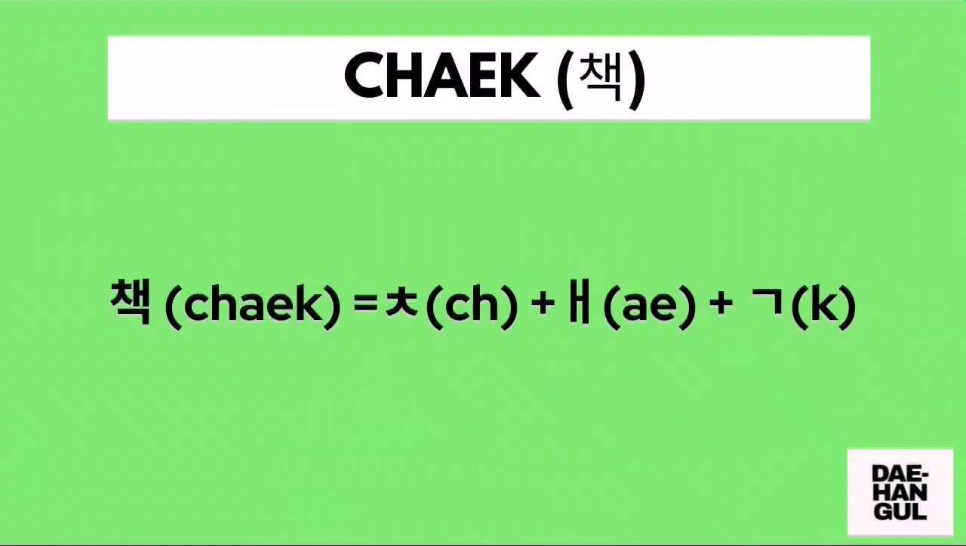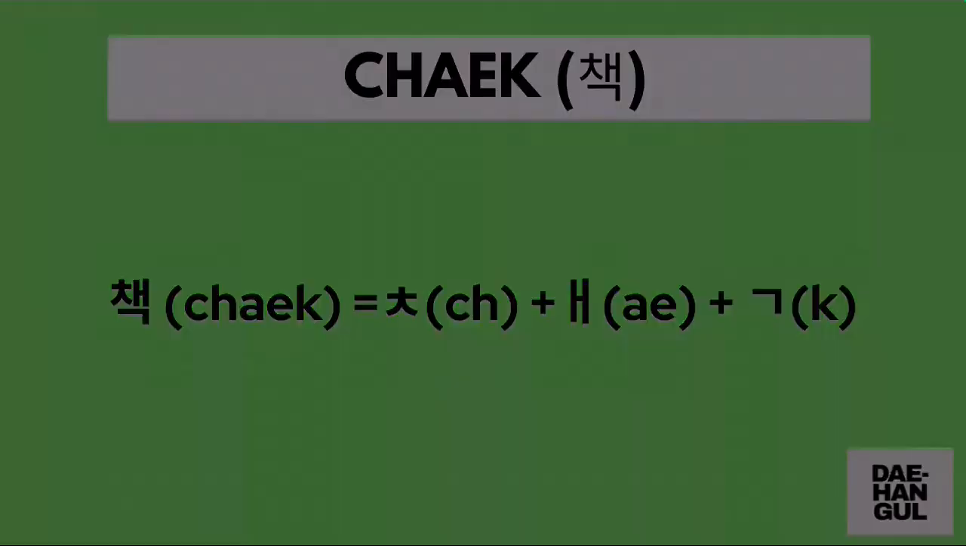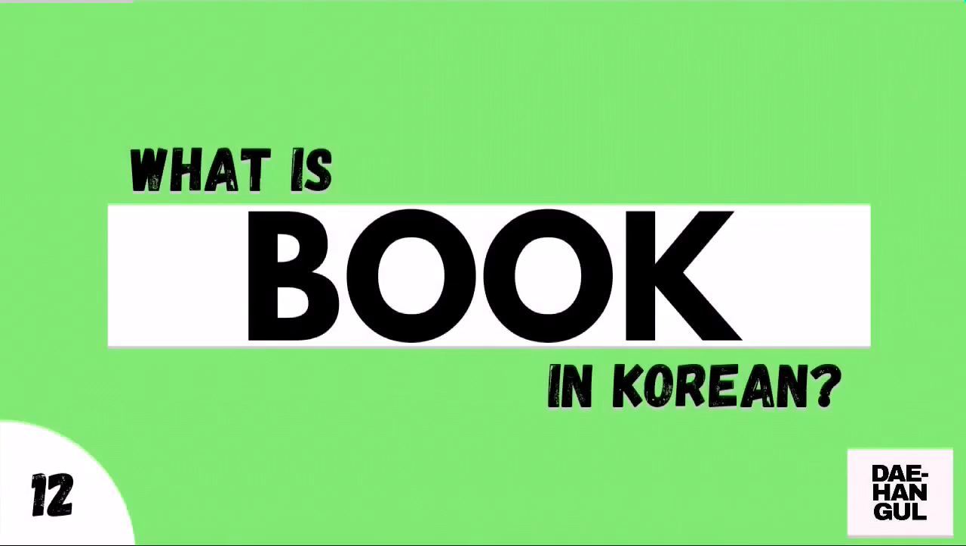How do you write 책 in Hangul? First, we need to draw a tiyat character or the ch character in Korean, followed by the e character, followed by the giat or the k character in Korean. And then we just have to combine these characters to form the Hangul of the word 책. And with that, you already know what is book in Korean.